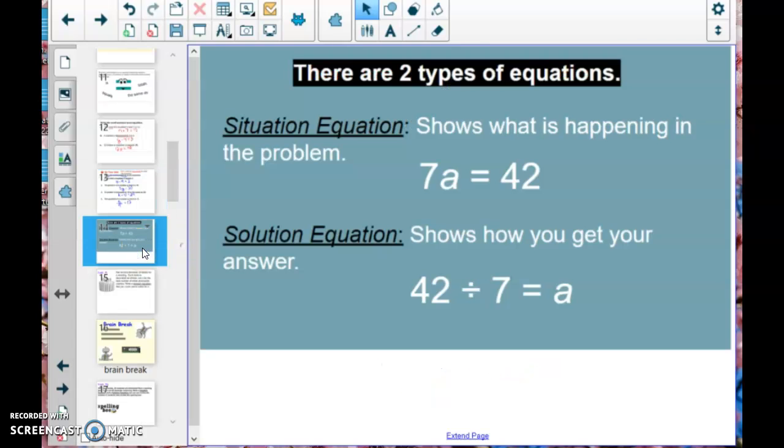Next up, a little situation here. There are two types of equations. A situation equation shows what is happening in the problem, and a solution equation shows you how you get your answer. A lot of times for questions that we're going to write, we're going to write the situation equation, and then from the situation equation, we will solve it using a solution equation.